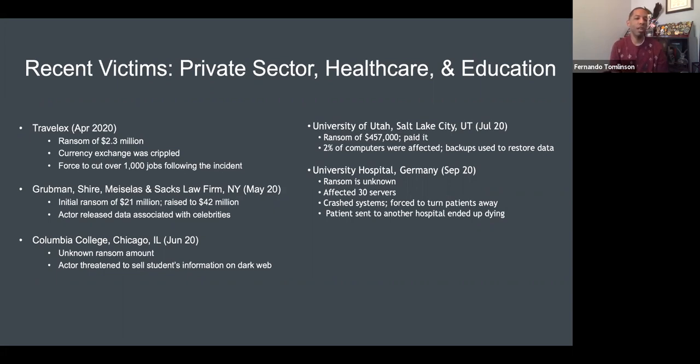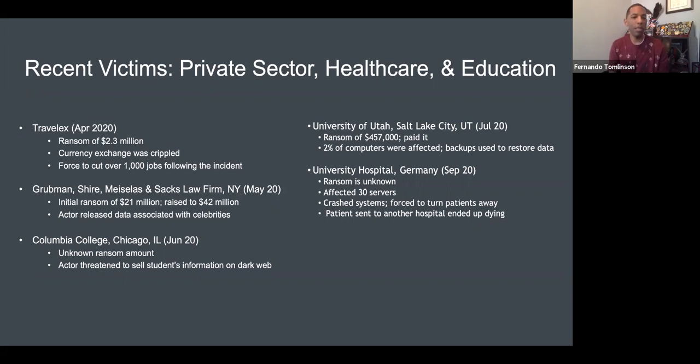So we have a law firm, initial ransom of 21 million, right? We got all these lawyers and they're talking about law and ethics and everything else. Meanwhile, they're standing strong. So the ransomware attackers, guess what they said? Cool story, bro. I'm gonna raise it to 42,000. I don't actually know if they paid or not, but the ransomware actors are still trying to force the law firm's hand, releasing data about celebrities that this law firm was representing.